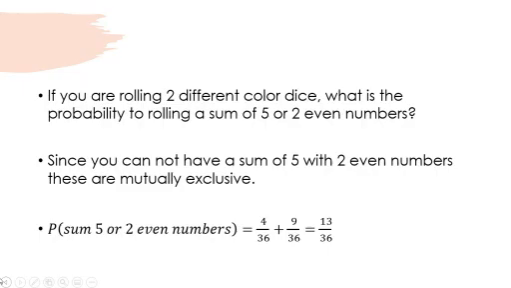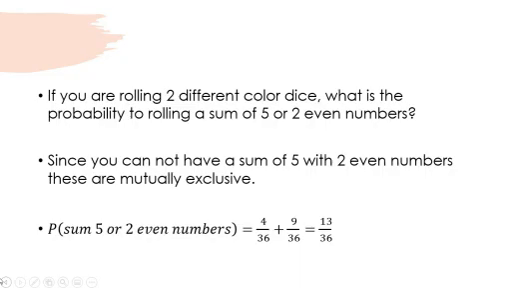Okay, so if you're rolling two different colored dice, what's the probability of rolling a sum of 5 or 2 even numbers? You cannot get the number 5 with 2 even numbers. I mean, try to add two even numbers together to get 5. You can't. It'd be 1 and 4, or 2 and 3.